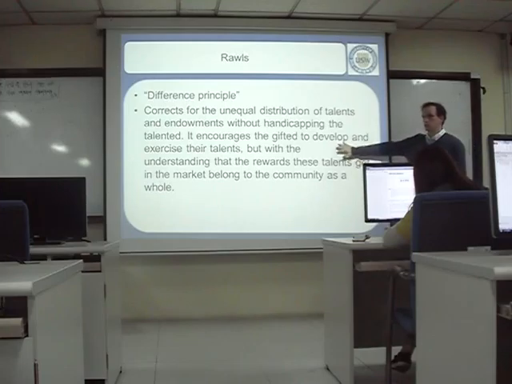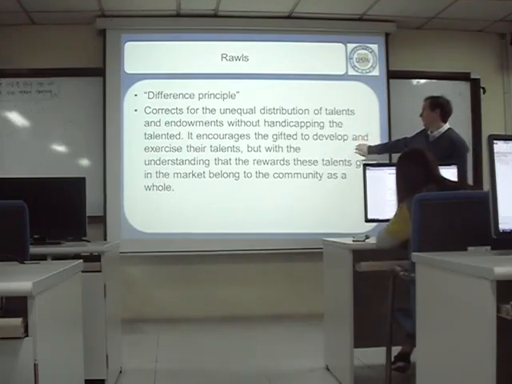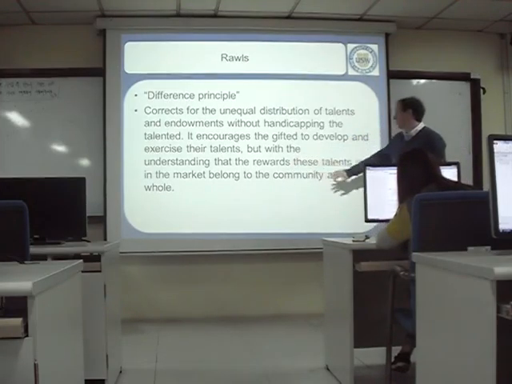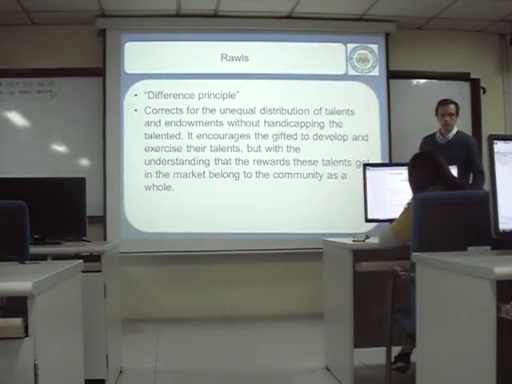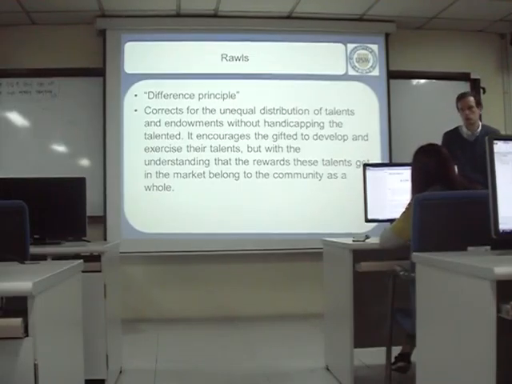So we want to encourage the people who are smart to develop and exercise their talents, but with the understanding that the rewards for these talents in the market belong to the community as a whole. So this is like the idea of taxing and social redistribution. Okay? So in the social democracy, people work hard and they earn a lot of money, but they need to pay the taxes. Okay, about 100 years ago in the US, there was no real social welfare, right?